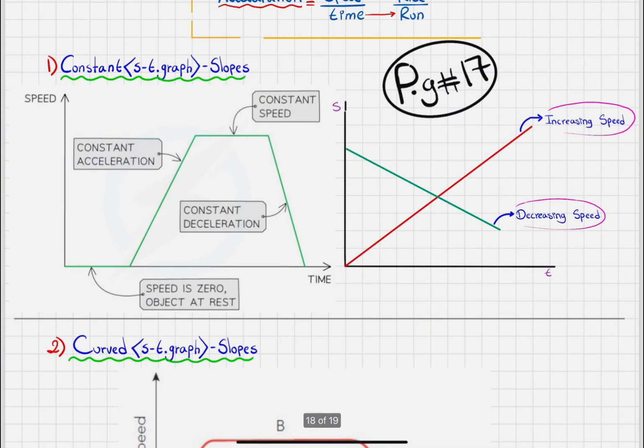So constant speed time graph slopes. A straight line up is constant acceleration and increasing speed. A horizontal line is zero acceleration because zero slope and constant speed. A straight line down is constant deceleration and decreasing speed.